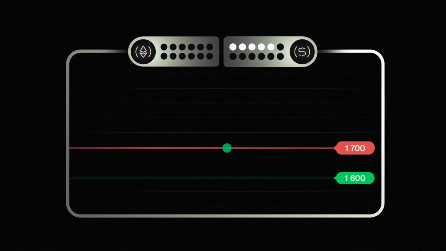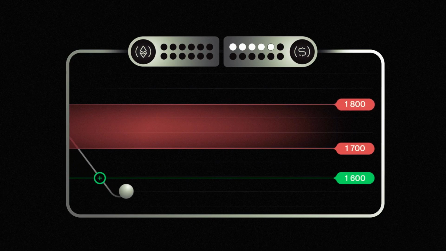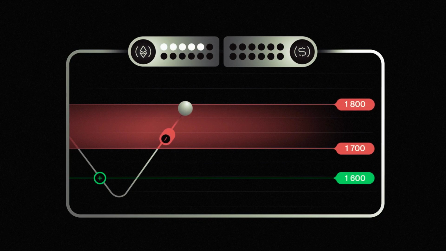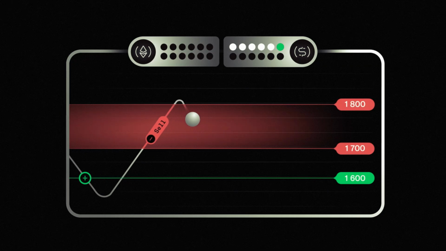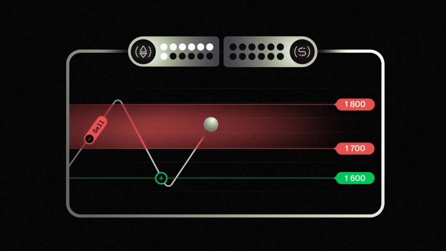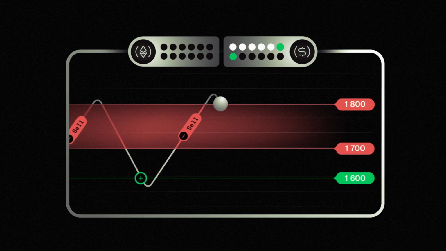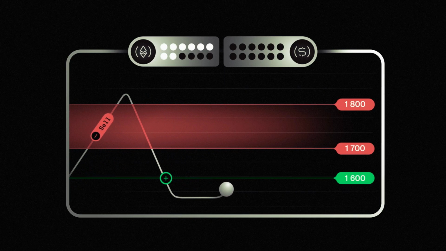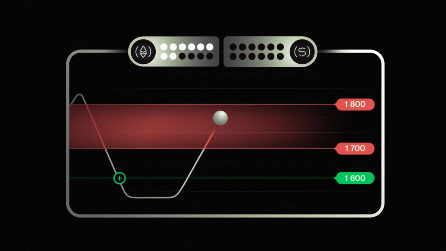For example, tell Carbon to buy Ethereum at 1600 and sell Ethereum from 1700 to 1800 on repeat. As Ethereum range trades, tokens accumulated in the buy order become automatically available in the linked sell order, ensuring maximum capital efficiency and ease of use.